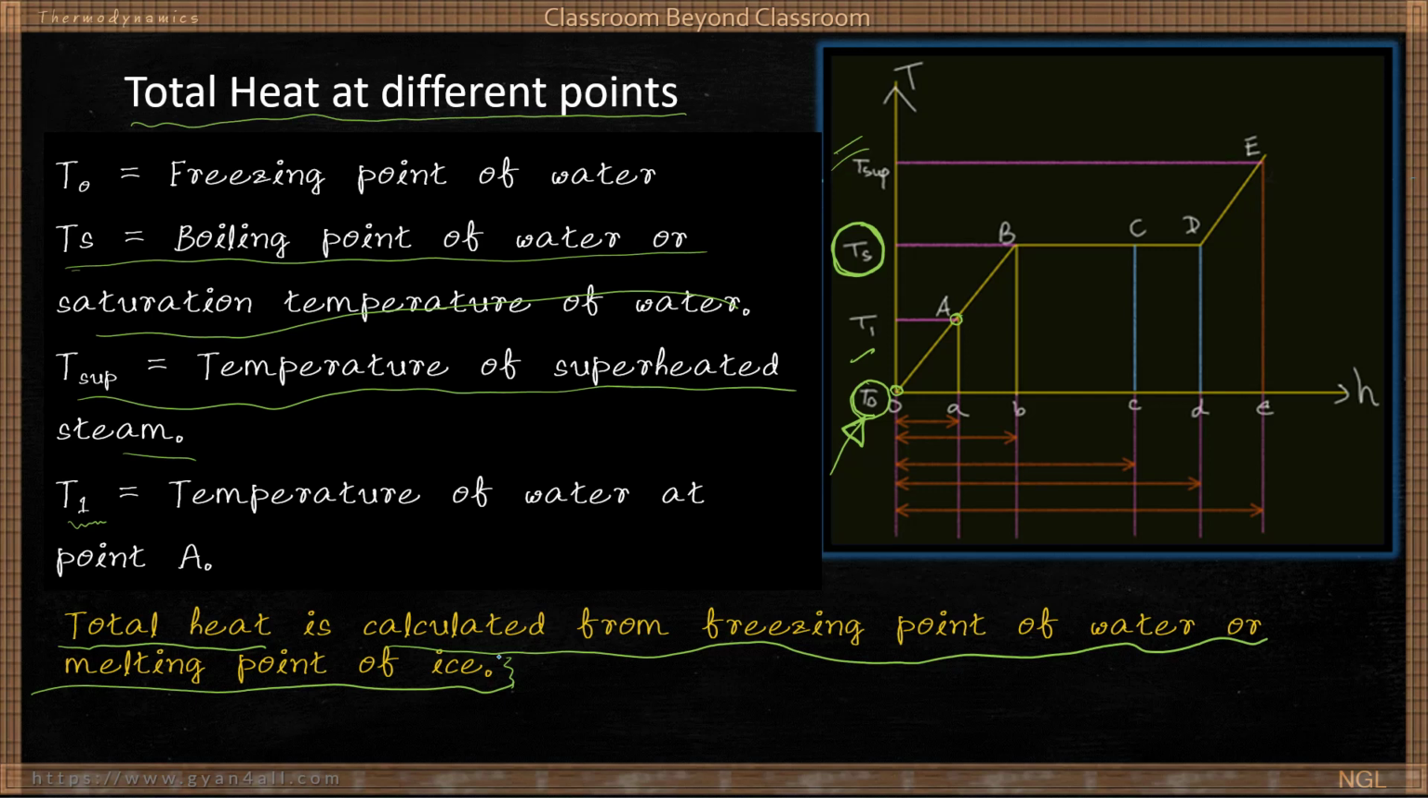So total heat at point B, what does it mean? That means the amount of heat required to reach that point from the freezing point of water, which is generally 0 degree centigrade. So total heat is clear to you, or it is also called the enthalpy. Total enthalpy. We will say total enthalpy or simply enthalpy.